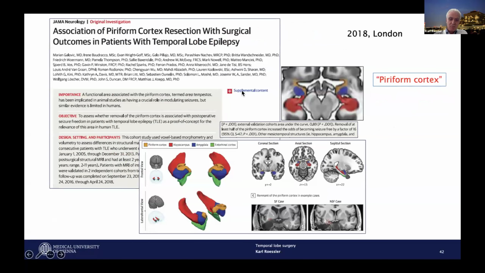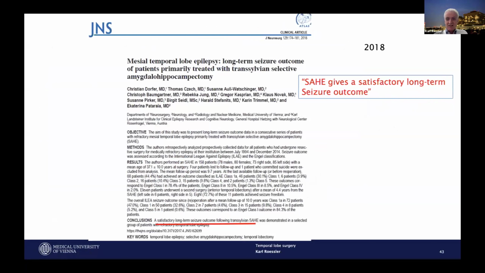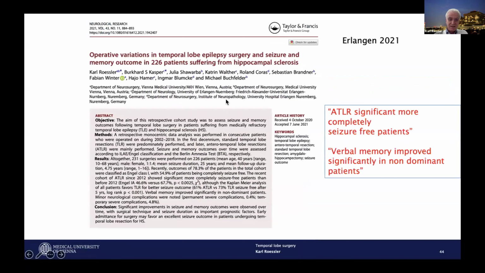An important paper you might know is the paper about the piriform cortex. I don't want to go into detail. This is the paper from the group in Vienna. At this time, I was in Erlangen, but these are the patients from Thomas Czech. And there were 150 plus patients. The conclusion of this paper was that SAHE gives a satisfactory long-term seizure outcome, but the neuropsychology was not considered in this paper.